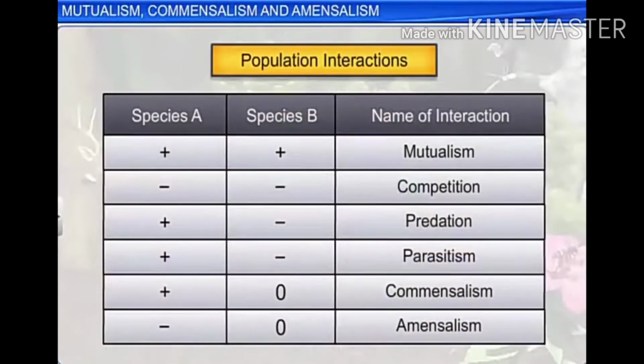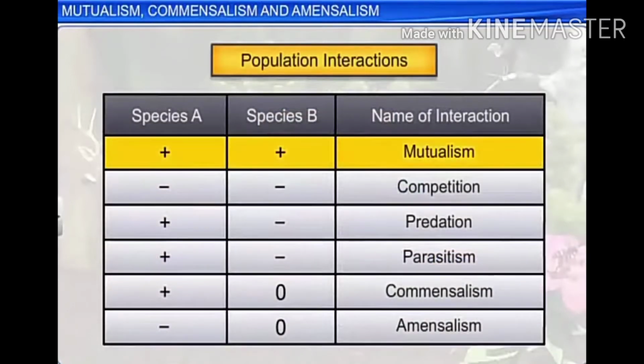In mutualism, both species benefit from interaction, while in commensalism, the interspecific interaction is beneficial to one species and neutral to the other. In the case of Amensalism, one species is harmed and the other remains unaffected. Let's begin with mutualism.